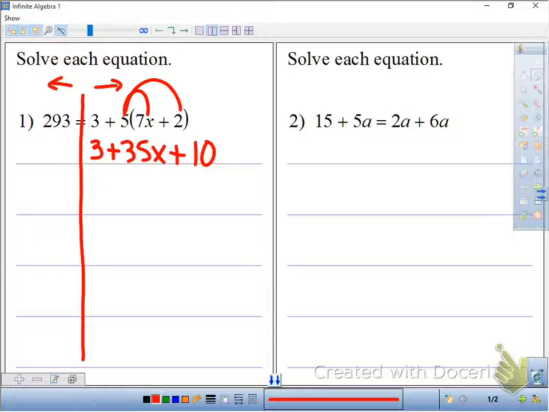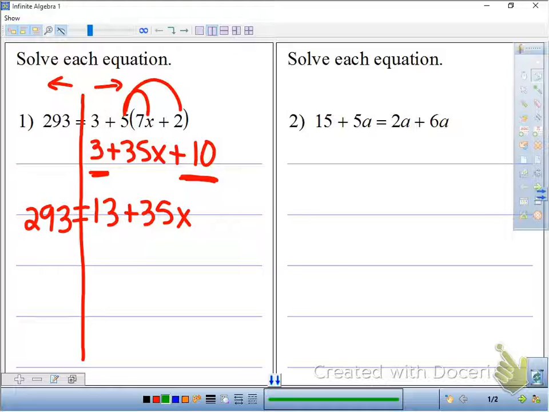Now I'm still not finished with that right side because I have two terms that are like terms, the 3 and the 10. So I need to combine those two. 3 plus 10 is 13. So on my right side, I have 13 plus 35x. On my left side, I still have the 293. And now it's time to solve. I have it organized.